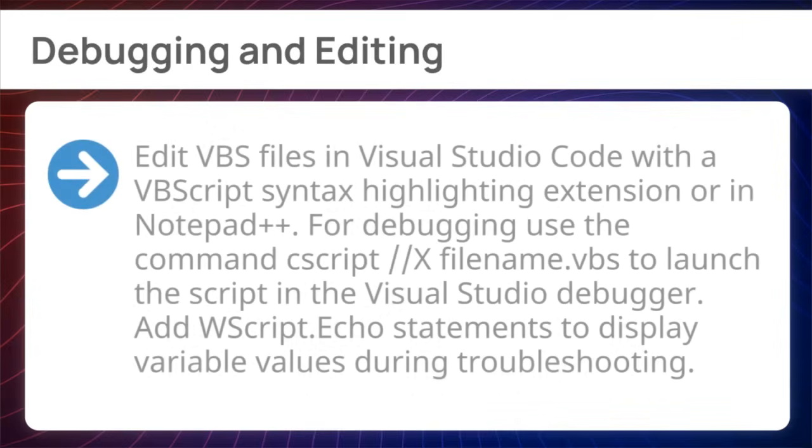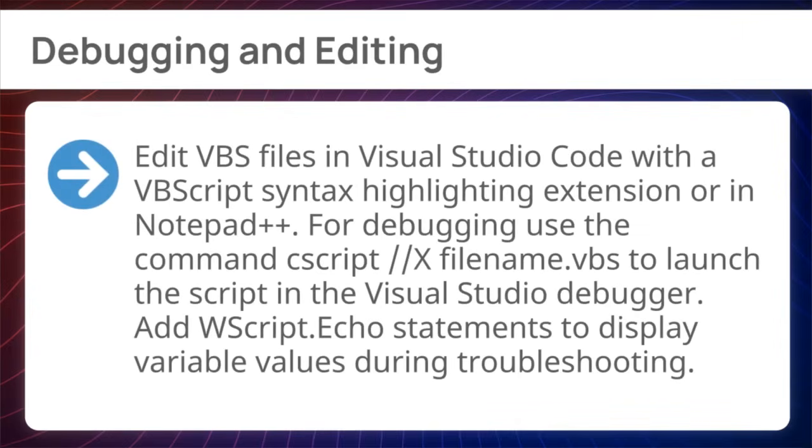Finally, debugging and editing. Edit VBS files in Visual Studio Code with a VBScript syntax highlighting extension, or in Notepad++. For debugging, use the command cscript //X filename.vbs to launch the script in the Visual Studio debugger. Add wscript.echo statements to display variable values during troubleshooting.